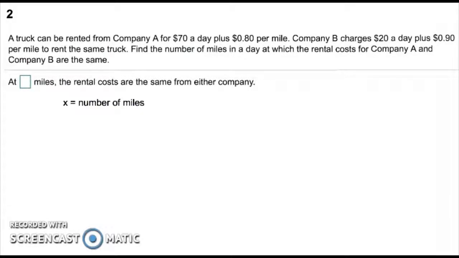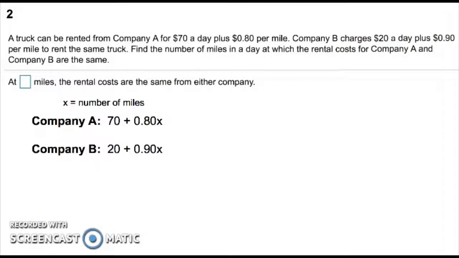So starting with Company A, we've got to write the expression for it. The truck can be rented there for $70 a day plus 80 cents per mile. Remember, x is miles and per means times. So it'll be 70 plus 80 cents, or 0.80x. Company B will be $20 plus 0.90x. Now, we're asked to find the number of miles at which the costs are the same. Same is another way to say equals, so we set them equal to each other.